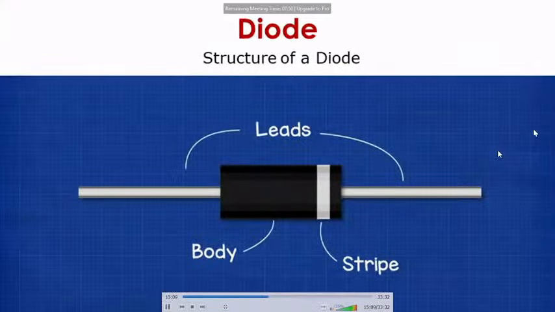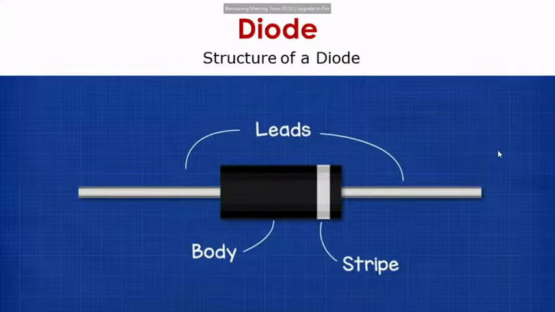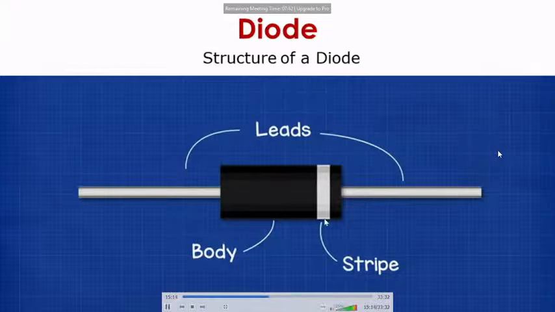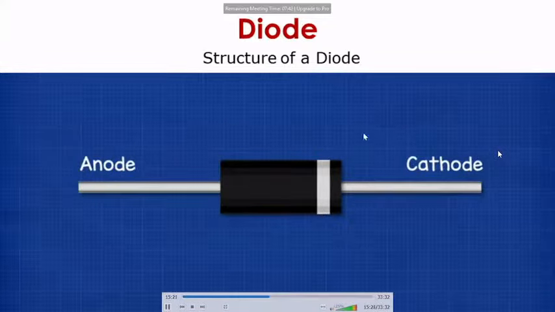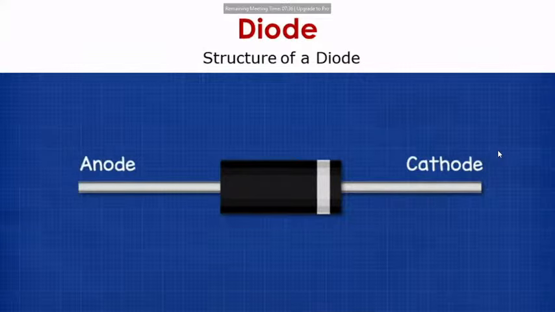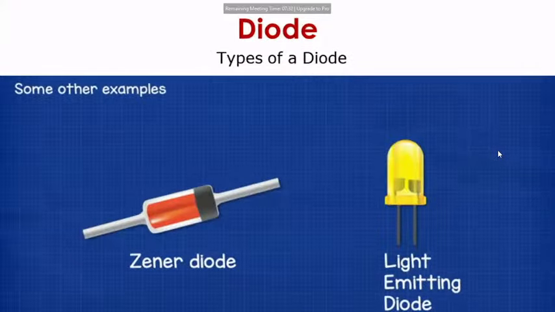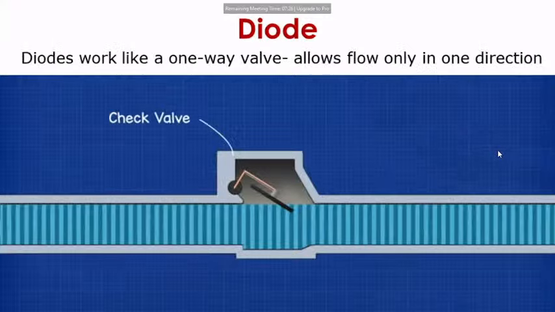So basically this is the structure. It has two leads, body, and one white stripe that is at the one end. So the end that has a white line is a cathode, and the other terminal, which you can see on the left side, is anode. So positive and negative terminal of diode. There are different types. The Zener diode, or LED itself is a diode. This is just for your reference. I'm not going to go much into details. So diodes work like a valve. So you can see that there is a valve here.